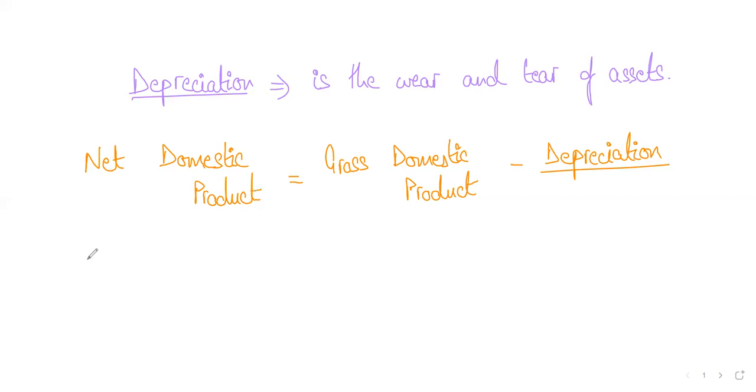Okay, now students, let's try to wrap this up. Then comes net national product. Who can tell me the formula for net national product? What is the difference between gross national product and net national product? It will be the same difference as between gross domestic product and net domestic product. So that would be gross national product minus depreciation, the total depreciation that took place in the country during that year.